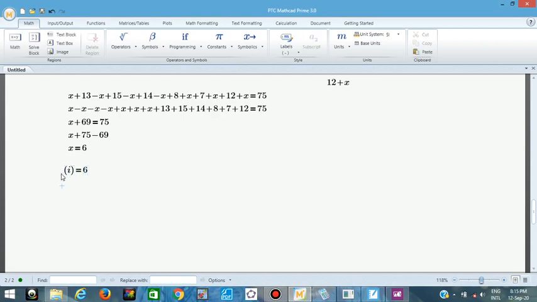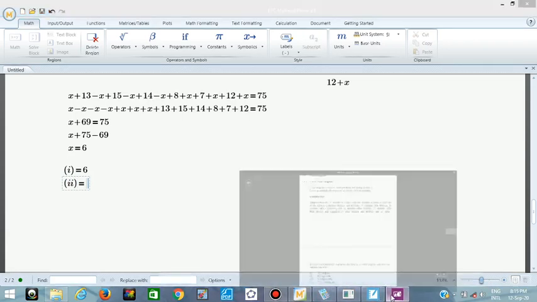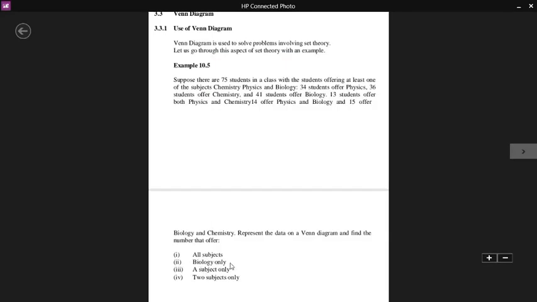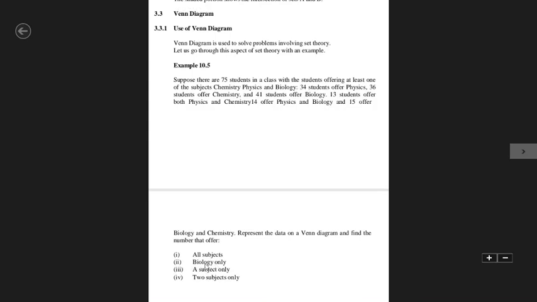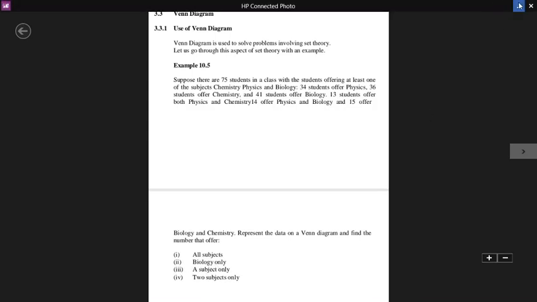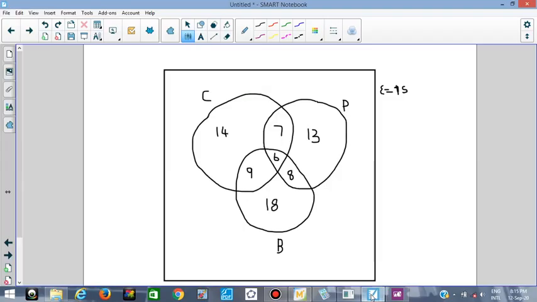Okay, then let's see. So II now is what? Let's see the question. It's talking of biology only. Those that did only biology. Let's go to the Venn diagram now. So only biology is 18. You can see them. They did not do any other thing.